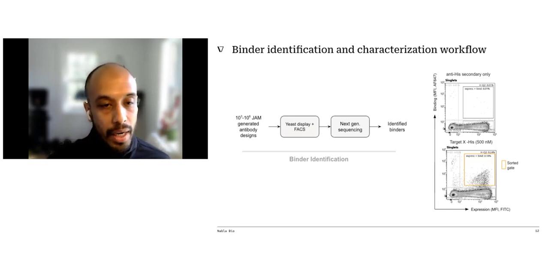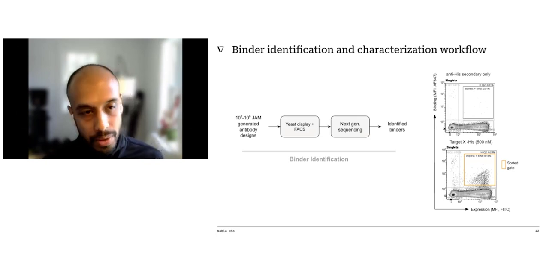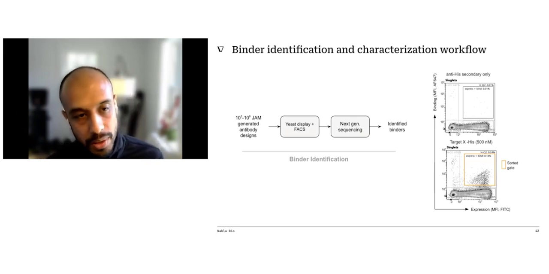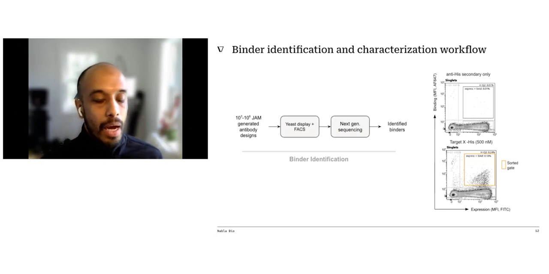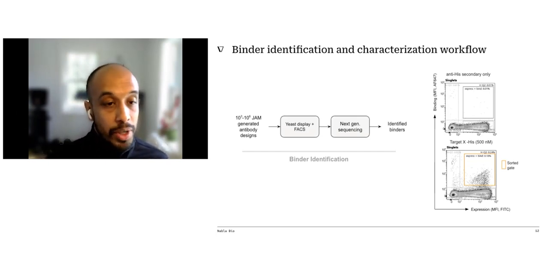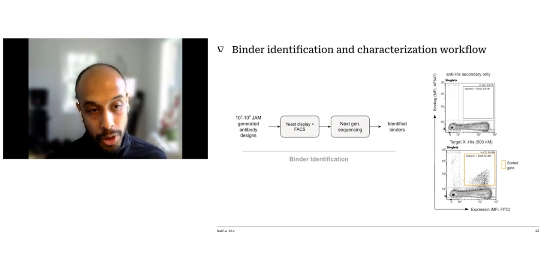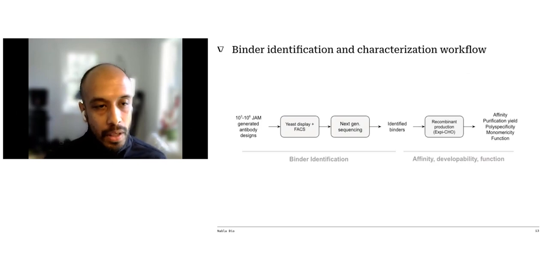Once we have that sorted population, we can isolate the DNA and sequence it with next generation sequencing. Based on the sequencing reads, we can identify which of our original designs are actually showing up as binders, and we call those identified binders. So that's the binder identification workflow.